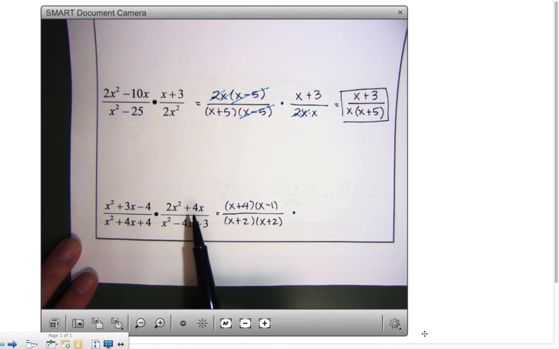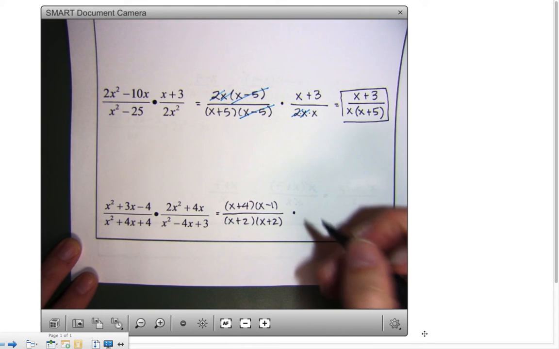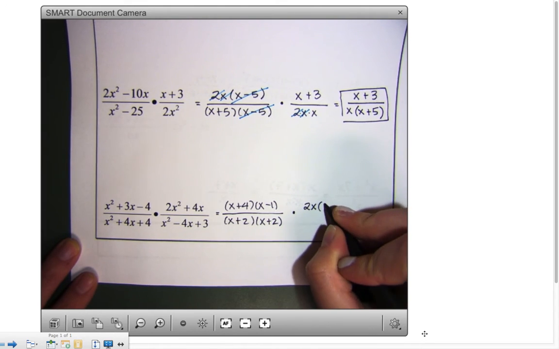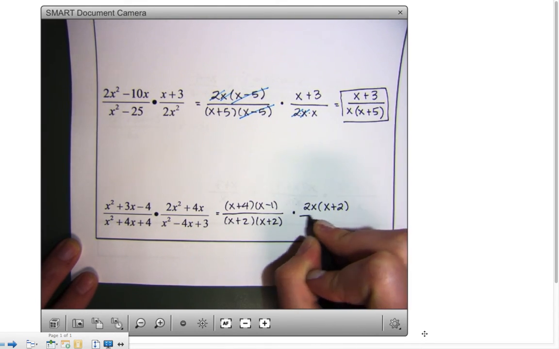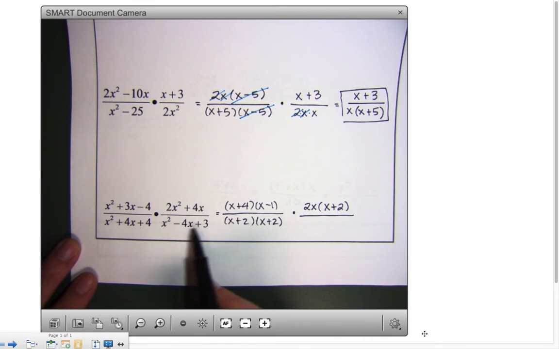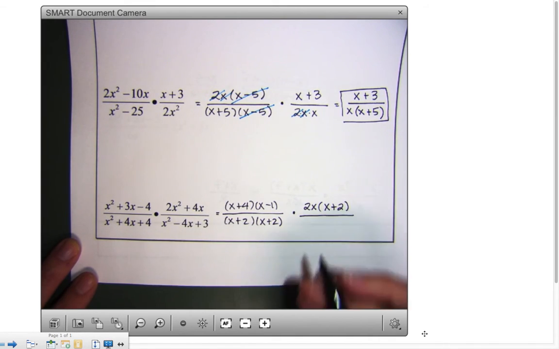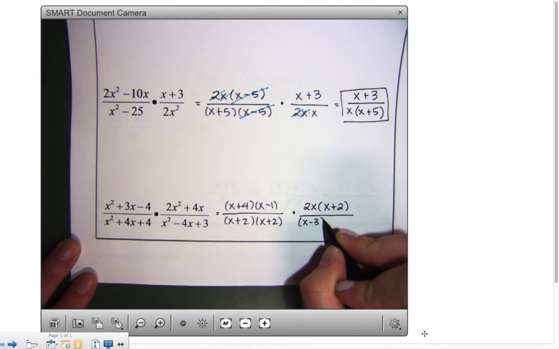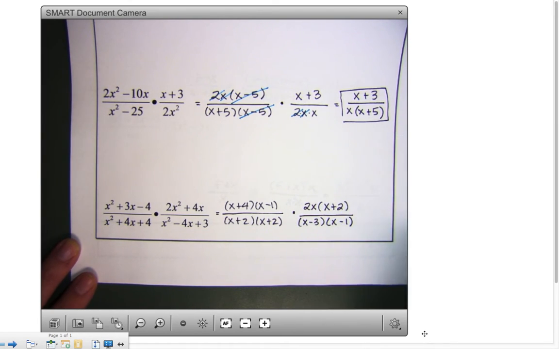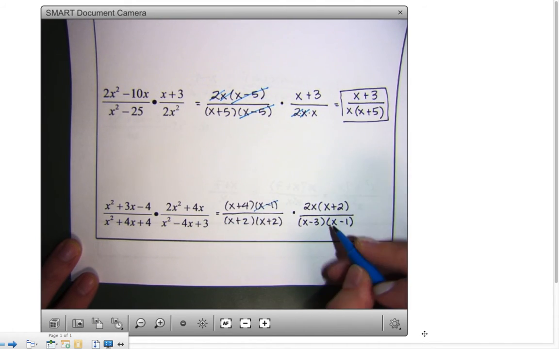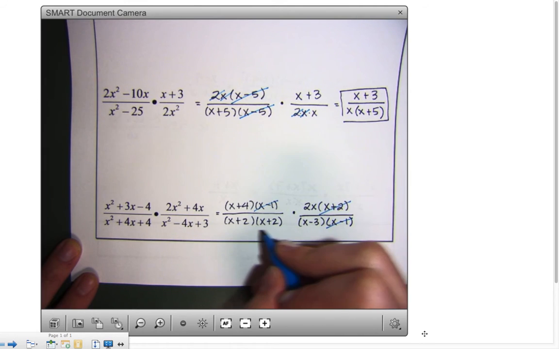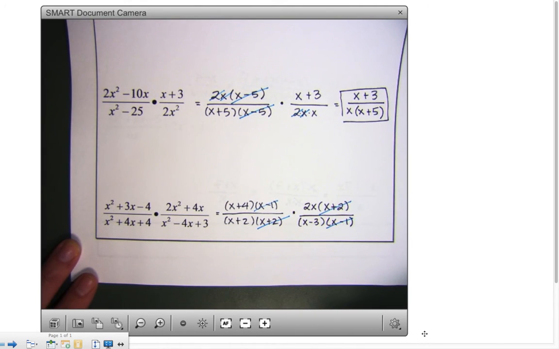2x squared plus 4x, look for a greatest common factor, and they have a 2x in common. Factors of 3 that add to negative 4 are negative 3 and negative 1. So before I multiply, let's go through and divide out everything that's common in the numerator and denominator. X minus 1, x plus 2, and that is it.